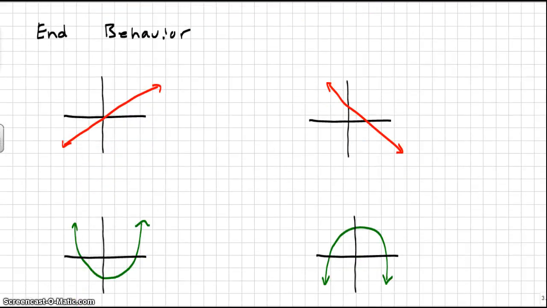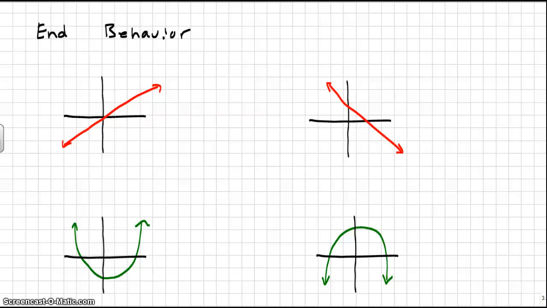The last thing I'm going to show you is end behavior. And when we talk about end behavior, we talk about the end of a function. Well, you can't really talk about the end of a function because it goes on and on forever in both directions. This red line goes on and on forever in both directions. So we can't talk about the end because there is no end. So what we're going to talk about is as we get close to the end.